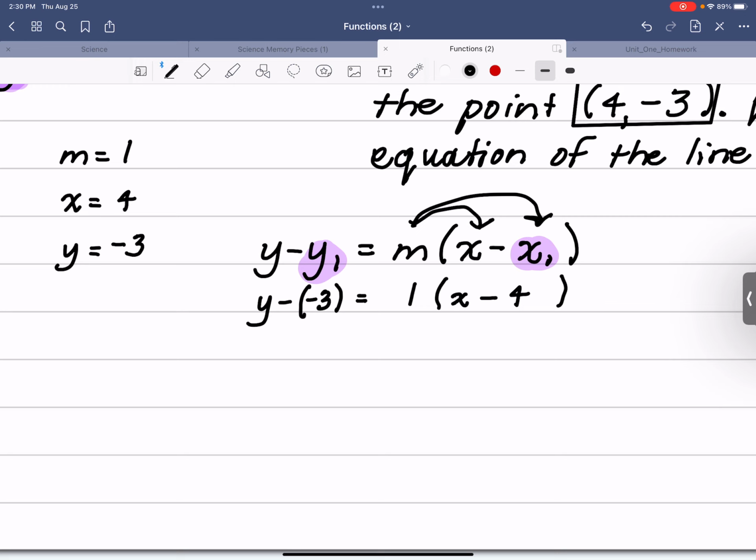Okay, we just need to simplify a little bit. We've got to multiply that 1 to get rid of the parentheses. So you have Y minus negative 3 over here. 1 times X is 1X, and 1 times negative 4 is negative 4.